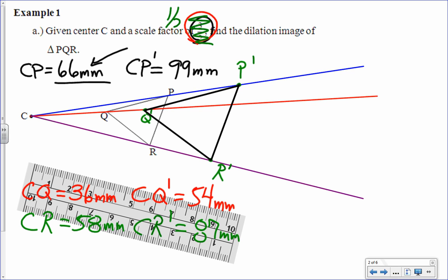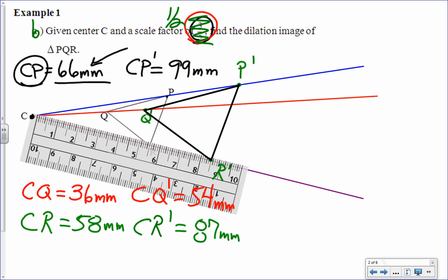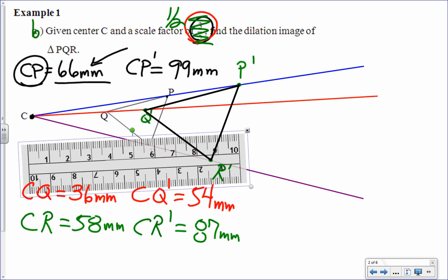We're going to use a scale factor of 1/2. So this is letter B. Okay? So we already know that from C to P, right up here, we know from C to P is 66. So from here to there is 66. So all we need to do is figure out, well, what would half of that be? And that would be 33.